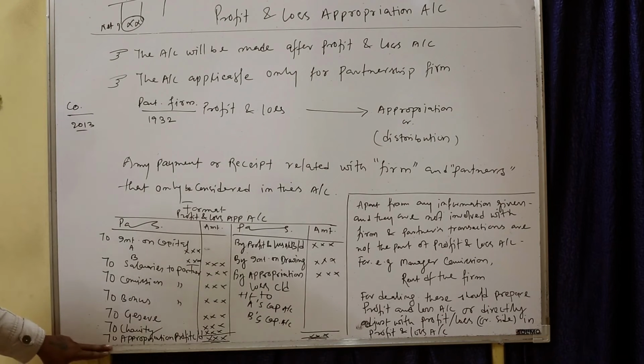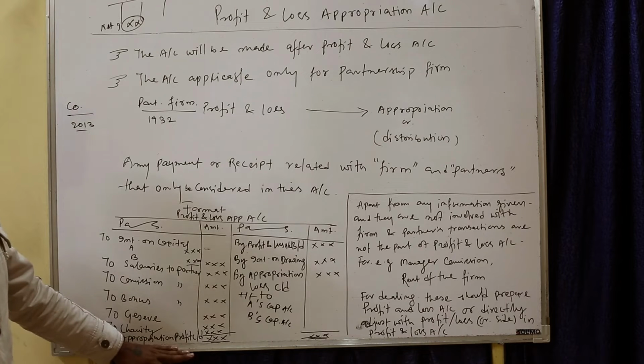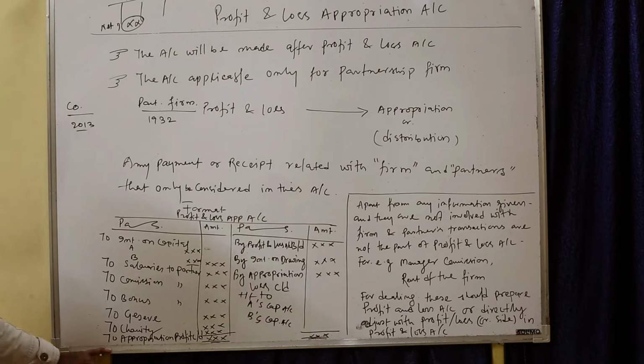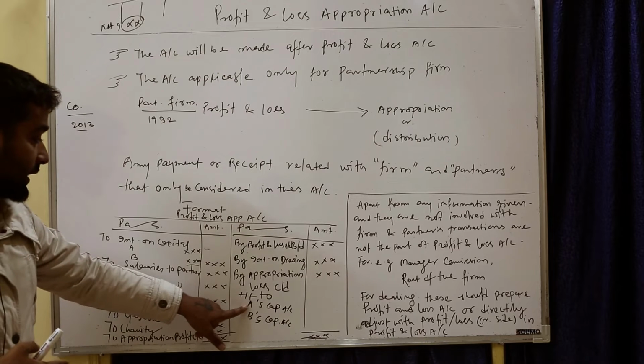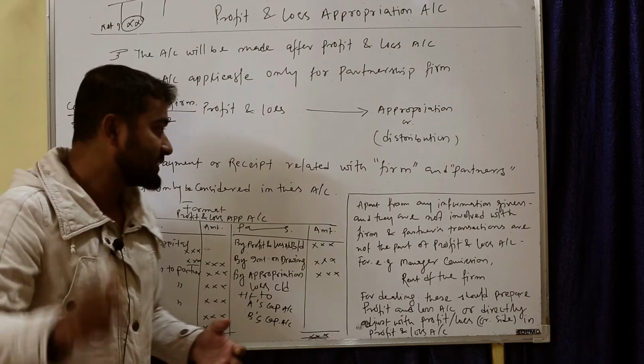And here also, in a similar way, if the appropriation profit comes, it is carried down and transferred to the partners' capital accounts, say A's capital account, B's capital account. Now come to that important point.